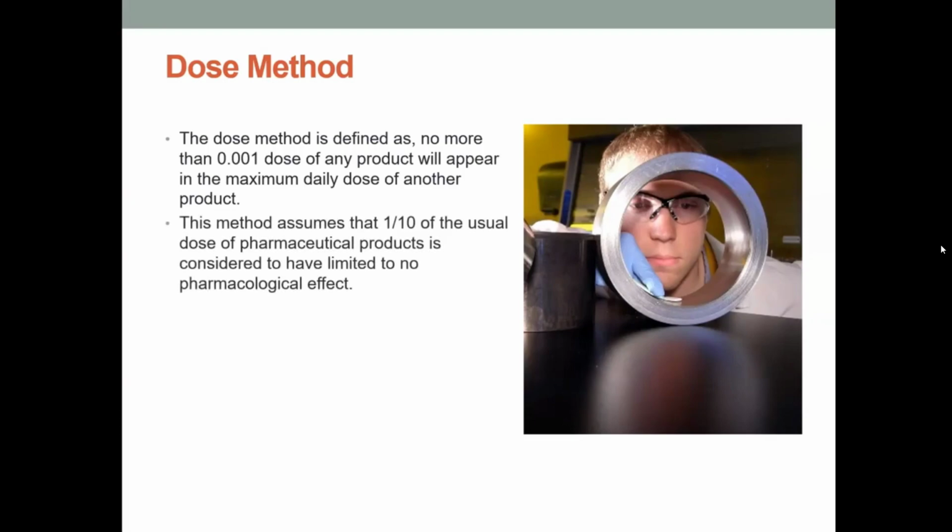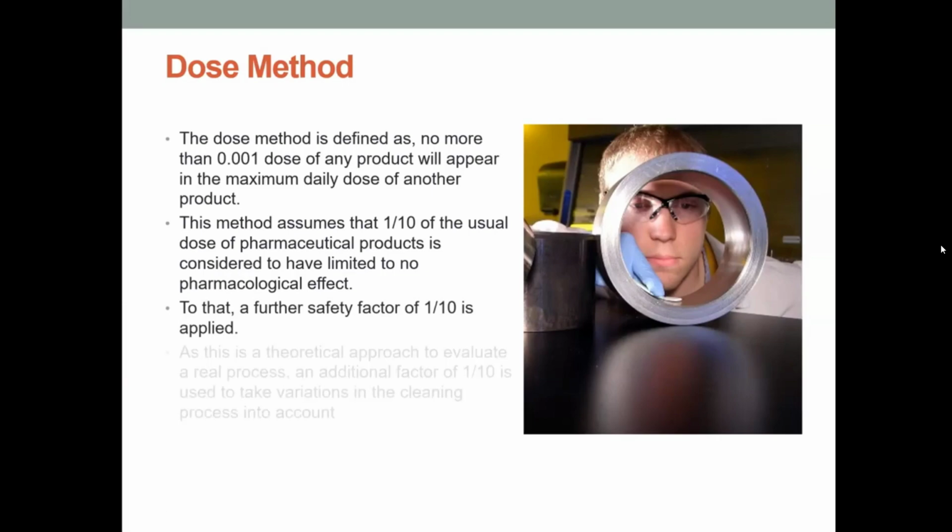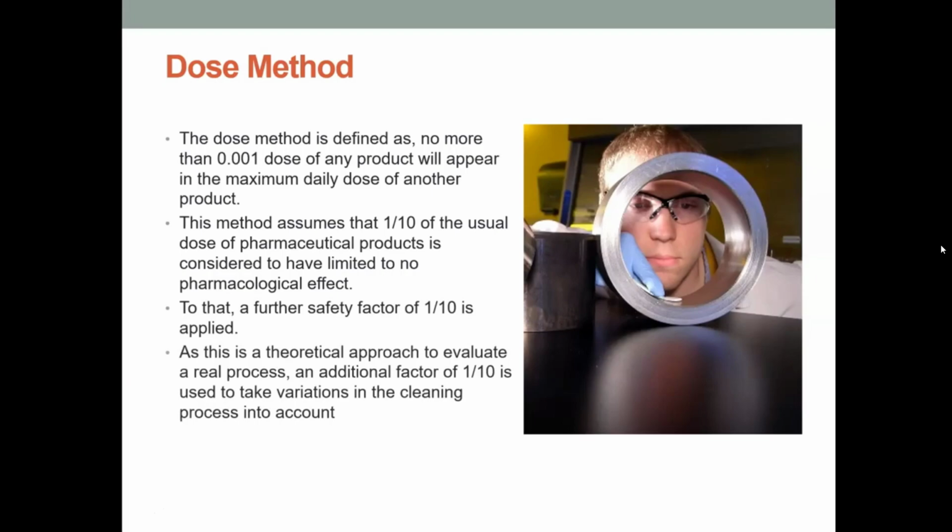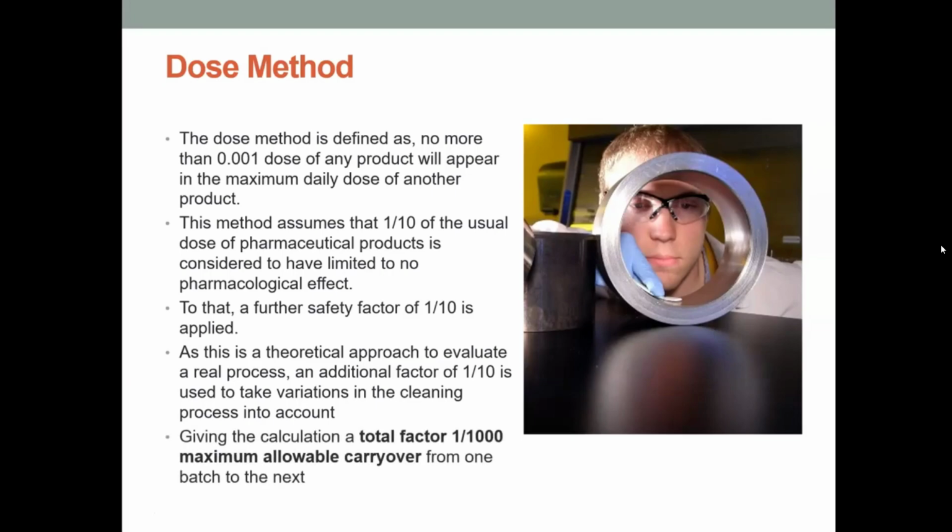This method assumes that 1/10 of the usual dose of a pharmaceutical product is considered to have limited to no pharmacological effects. To that, a further safety factor of 1/10 is applied. As this is a theoretical approach to evaluate a real process, an additional factor of 1/10 is used to take variations in the cleaning process into account. So that gives you a calculation, a total factor of 1/1000, maximum allowable carryover from one batch into the next.